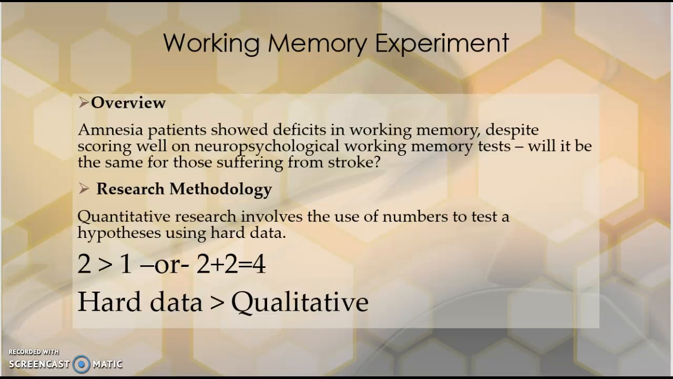Quantitative research involves the use of numbers to test a hypothesis using hard data. This data can help predict outcomes by using measured amounts and determine validity through values. This is a strong research methodology which reveals immediate results without subjecting those results to researcher bias.